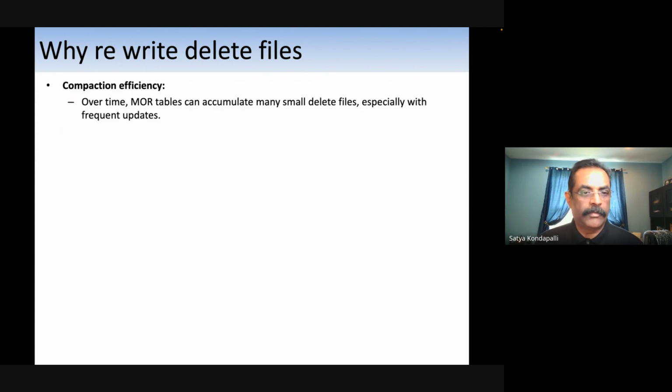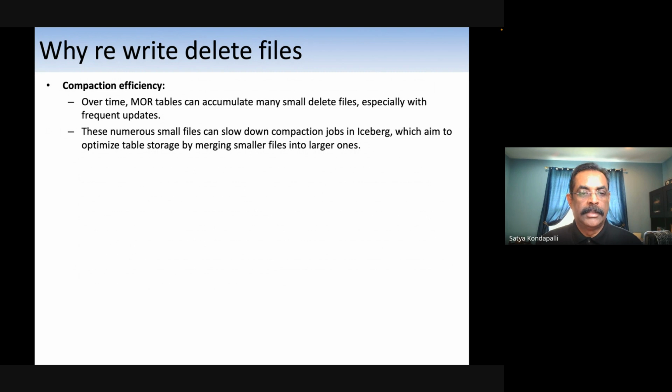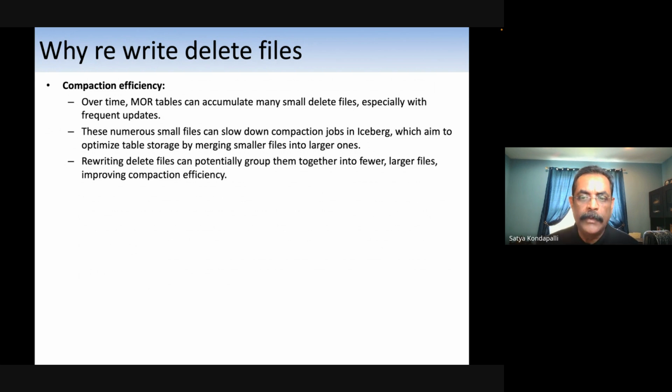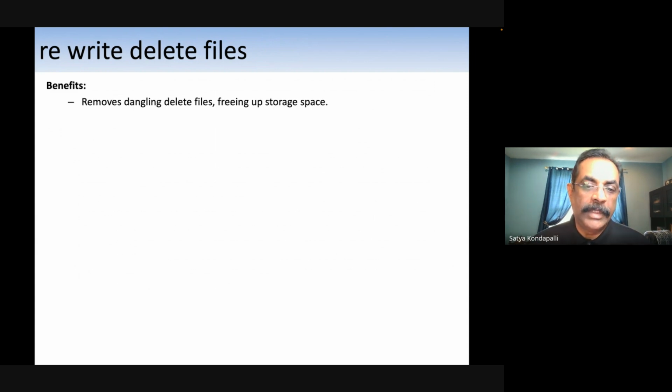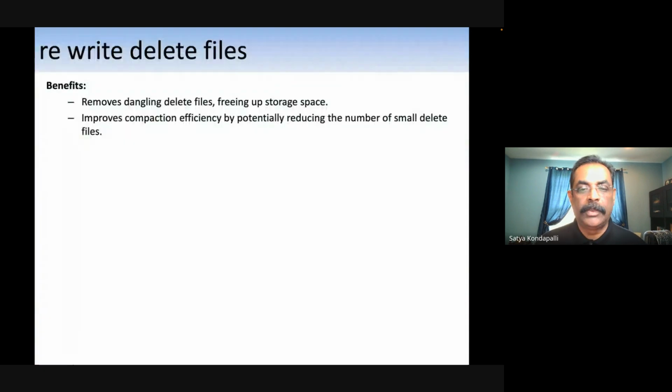And then of course compaction. When combining many small delete files, if you have a lot of sequence updates on the same row or the same files, you need to compact them, and these numerous files can slow down compaction jobs in Iceberg. So it's not only a read problem, it's also a compaction problem. So rewrite the delete files more often. Otherwise you have thousands of small delete files, and compacting them itself takes time. So keep rewriting delete files, grouping them into fewer larger files, improving compaction efficiency and read efficiency too. So what are the benefits? It removes the dangling delete files, freeing up storage space, and improves compaction and reads.